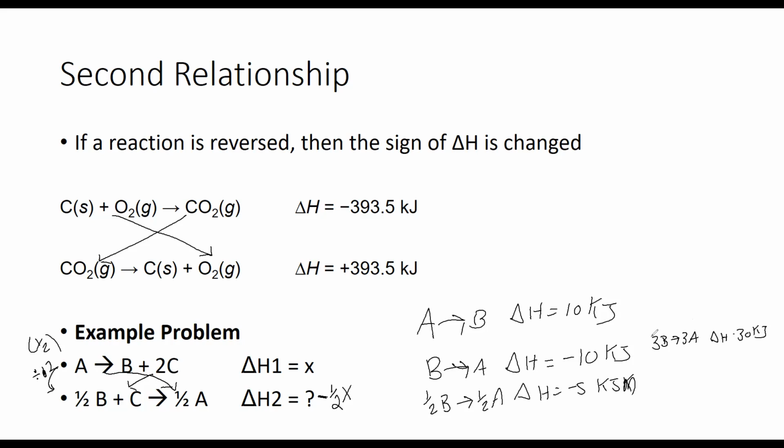So would it either be negative 1/2 X or minus X divided by 2? Yep, those are the same thing. 1/2 times X or X divided by 2, they're the same thing. Any other questions about our delta H relationships here?